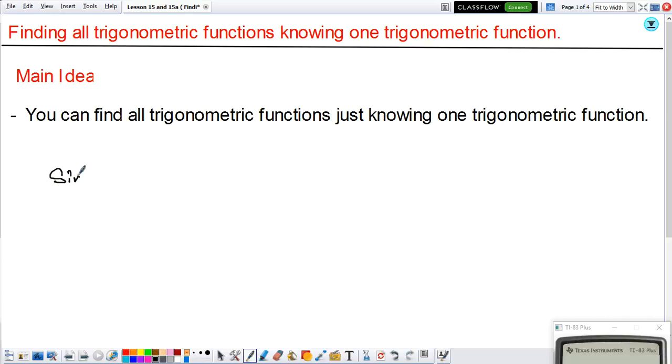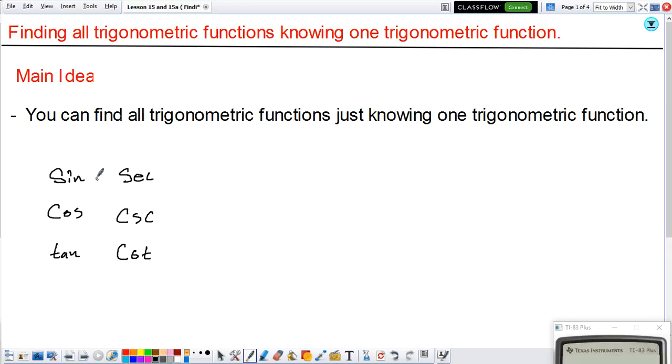We have talked about sine, we have talked about cosine, we have talked about tangent, we have talked about secant, cosecant, and we have talked about cotangent.